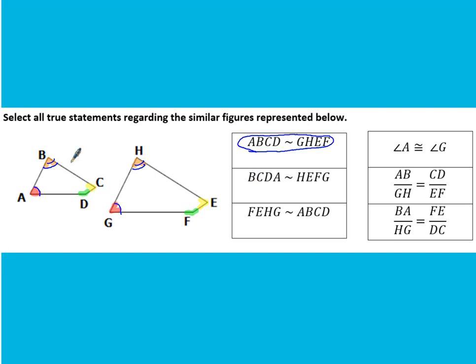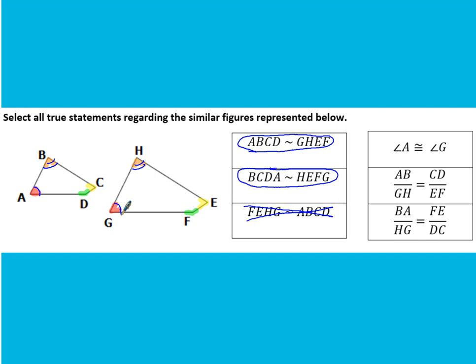Taking a look at our next one, we have BCDA. That means they're starting at this orange corner, and they're going to say that HEFG will be similar to that, and those angles did go in that same order, so that's going to be good for us. And looking at that last one, FEHG. So they're starting down at the green one and going all the way counterclockwise to G. And it looks like that's going to be similar to ABCD. That's actually going the opposite way and not starting at the same corresponding angle, so that is not going to be true.